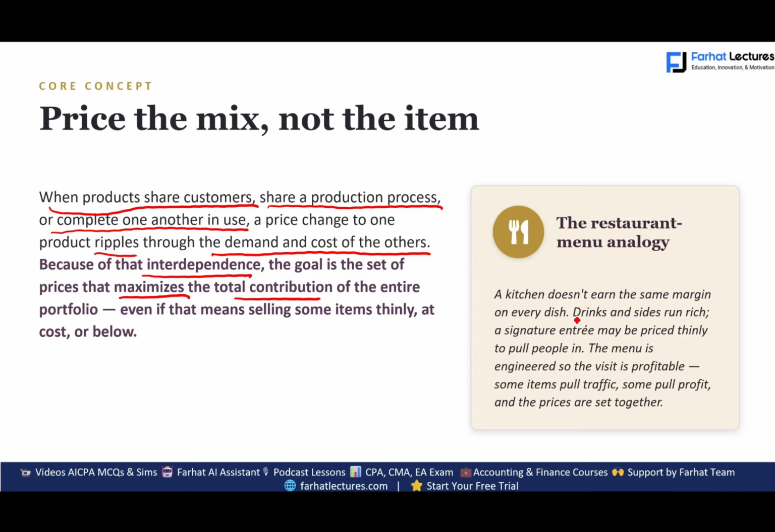So a kitchen doesn't earn the same margin on every dish. Drinks and sides run rich. A signature entree may be priced thinly to pull people in. You would say, wow, they have a steak on sale. Let's go in there. But they will make the money on other things. So the menu is engineered so the whole visit is profitable. Some items pull the traffic and some pull the profit, as we stated earlier. And the prices are all set together.